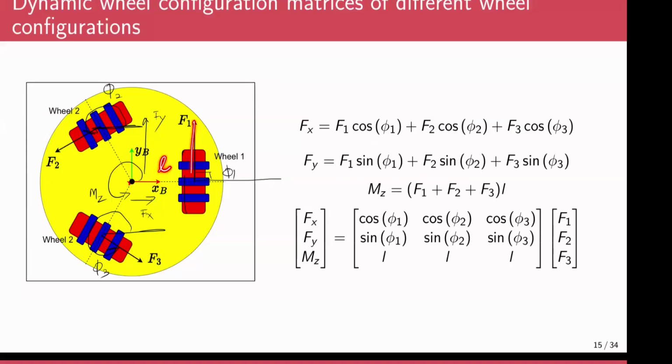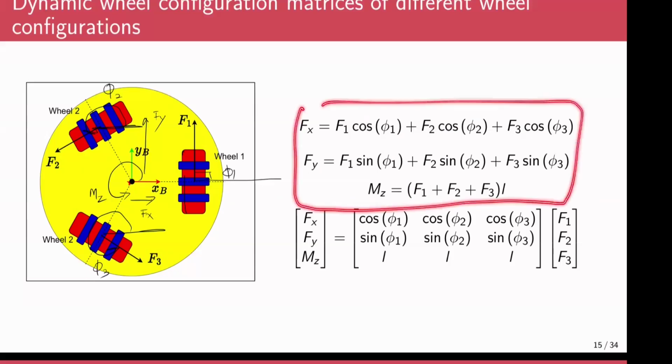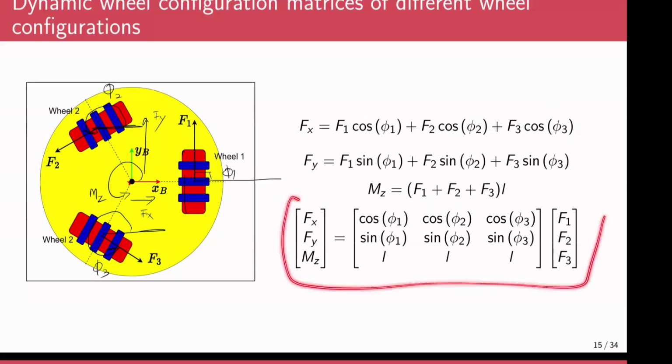So that acts in a counterclockwise direction. So that makes it plus F1 multiplied by L. This is also counterclockwise. F2 multiplied by this radius, and this is F3 multiplied by this radius, right? You can write these three scalar equations in matrix and vector form, like so.